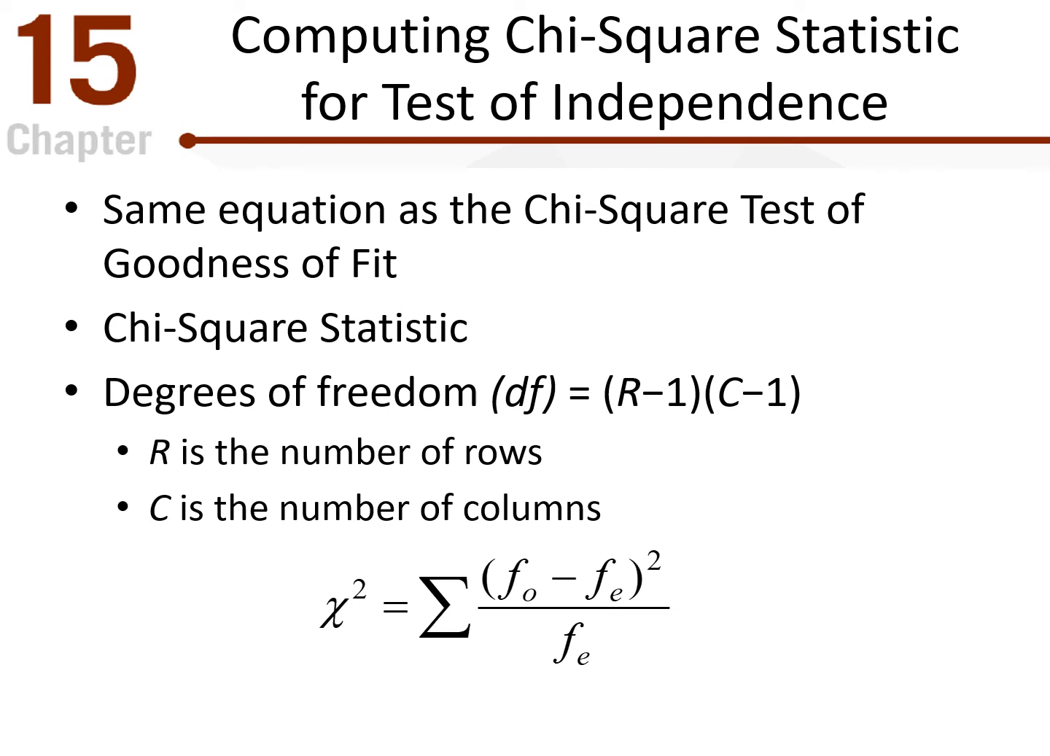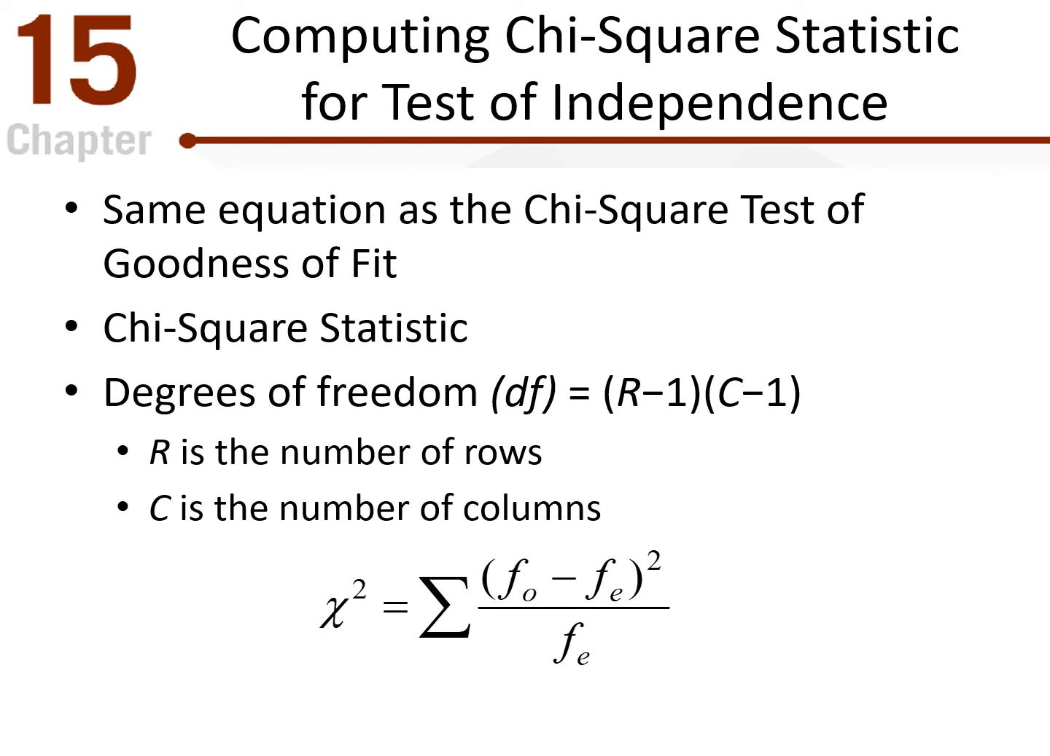And then I find chi-square the same way I did with the goodness of fit test. So it's going to be observed minus expected squared over expected. For each single cell, you do this formula, and then add up all those values to get a total chi-square. That'll give me the chi-square value when I add them all up.